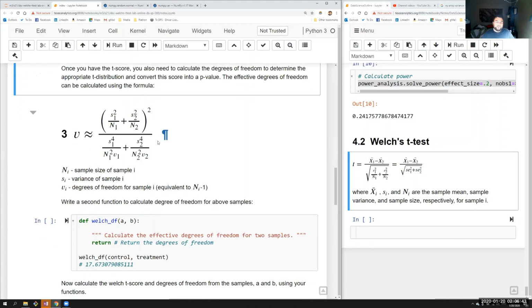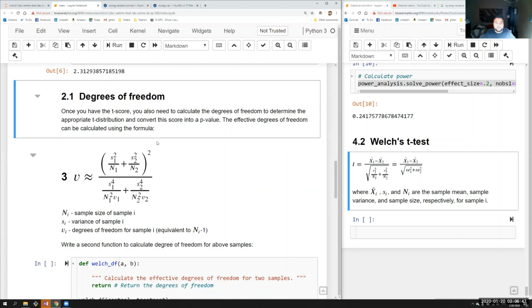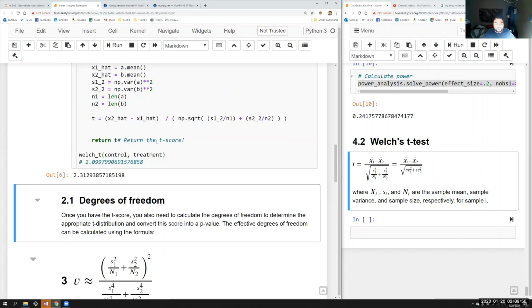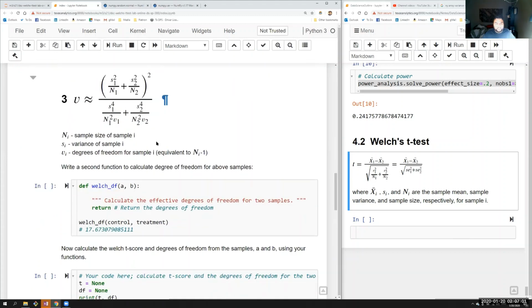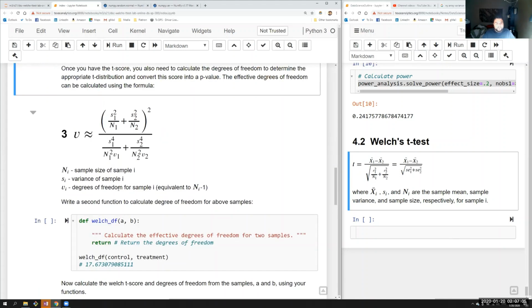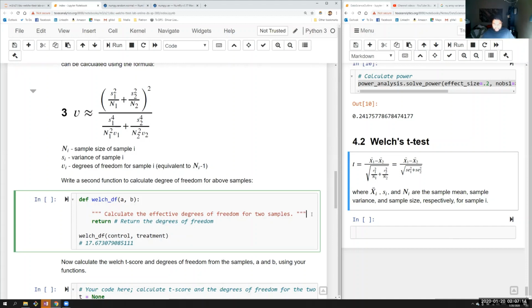Once you have the t-score, you need to calculate the degrees of freedom to determine the appropriate t-distribution and convert the score into a p-value. Okay, so the effective degrees of freedom can be calculated using, okay. The variance, or the v, is the degrees of freedom for sample i, equivalent to n minus, oh, I see, okay. So let's do that now.